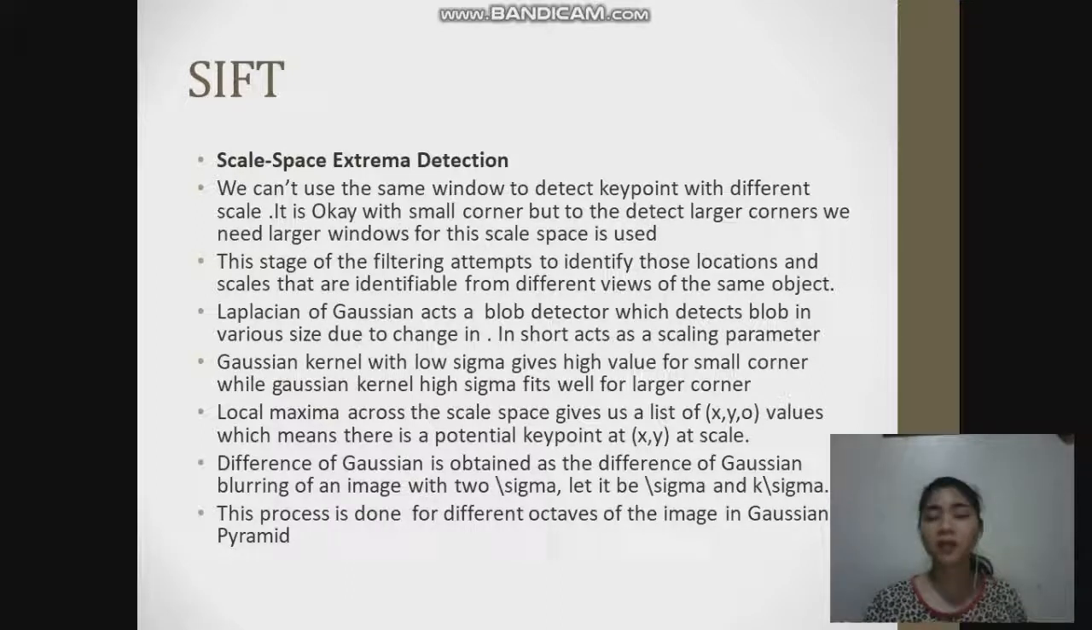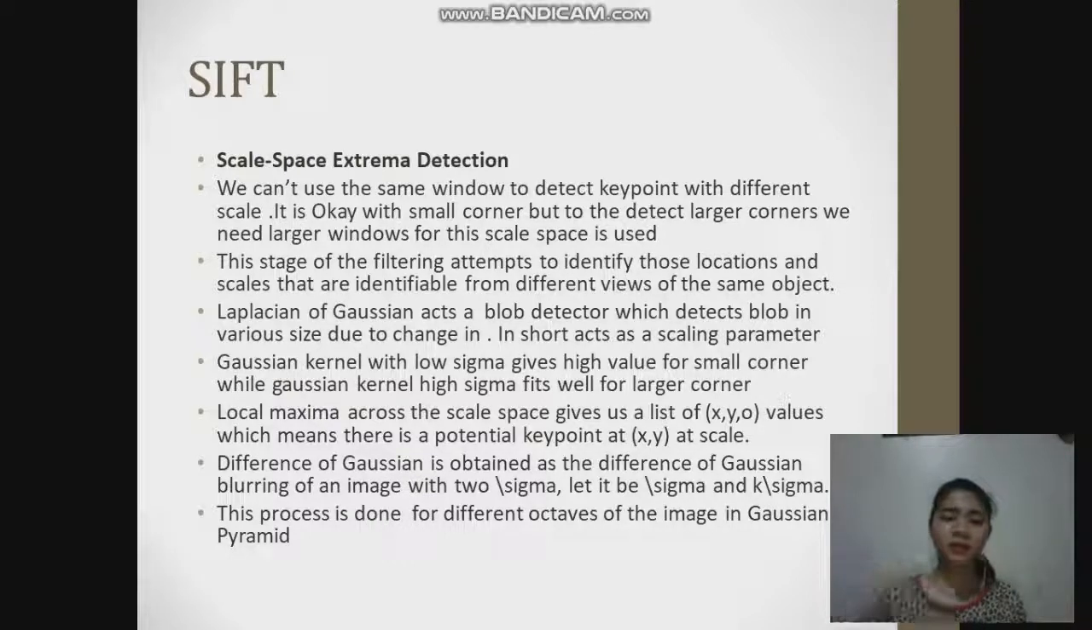Laplacian of Gaussian acts as a blob detector, which detects blobs in various sizes due to change in sigma. In short, sigma acts as a scaling parameter. So a Gaussian kernel with low sigma gives a high value for a small corner. A Gaussian kernel with high sigma fits well for a larger corner. A local maxima across the scale space gives us a list of x, y, and sigma values, which means there is a potential key point at x and y at scale sigma.